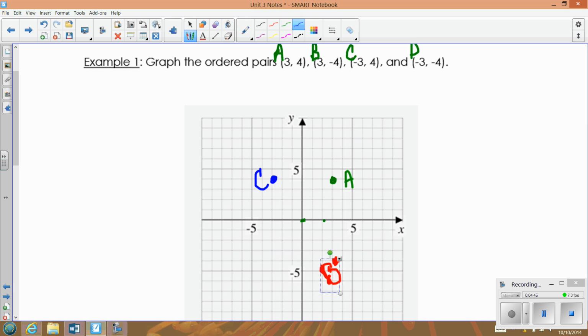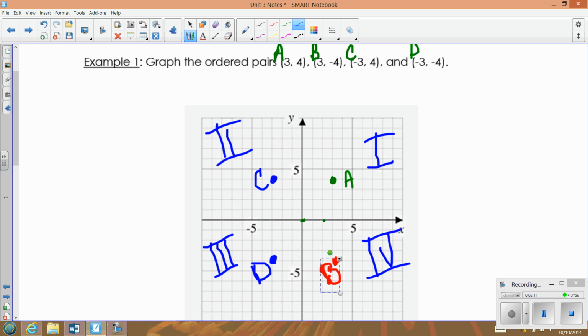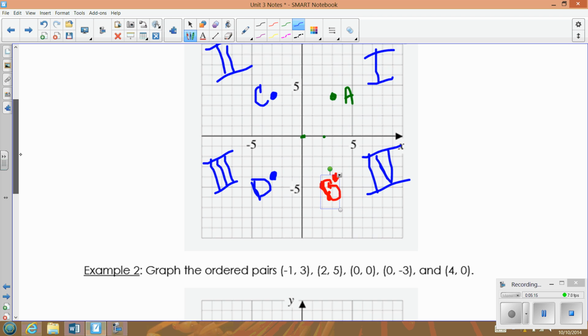And then last but not least, I have negative 3, negative 4. So negative 3 is going to be left 3 and then down 4. So 1, 2, 3, 4. And that's going to be D. So A is in quadrant 1, C is in quadrant 2, D is in quadrant 3, and B is in quadrant 4, if you wanted to give a specific location of them.